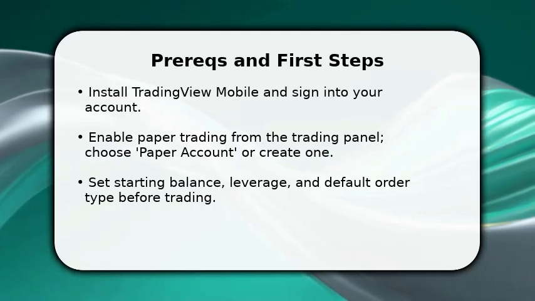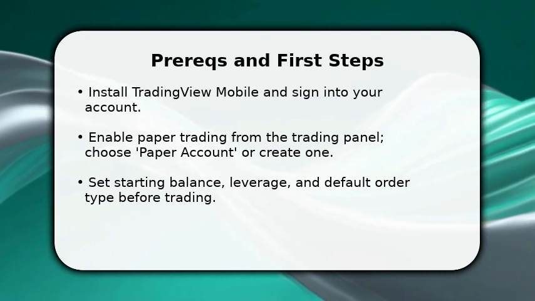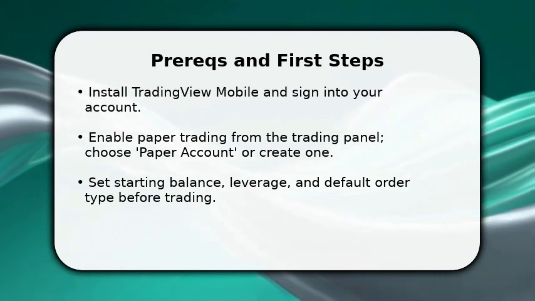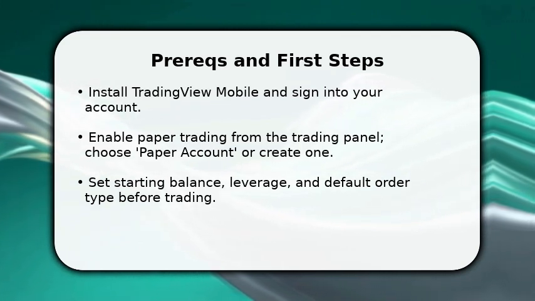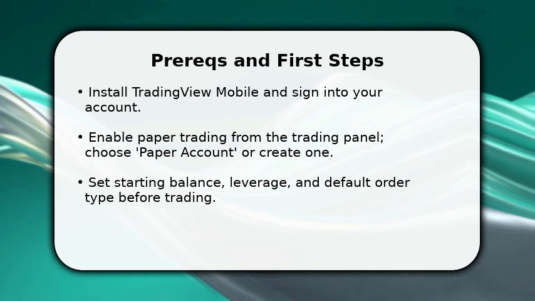You start by confirming prerequisites: TradingView Mobile installed, logged in, and notifications allowed. Open a chart and tap the trading panel. Once visible, switch to paper account. This is the only way to paper trade on mobile.